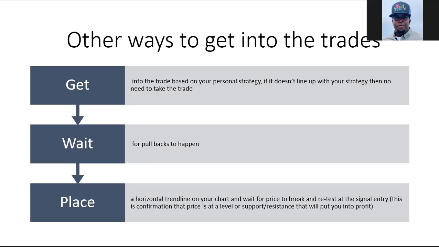And last, place a horizontal trend line on your chart and wait for price to simply break and retest at the signal entry. This is confirmation that price is at a level of support or resistance and that it will put you in profit. So drop that horizontal line at the exact signal entry. Wait for price to close over the line and retest it, and then it's going to put you in profit. That is your confirmation that the price is going that way.